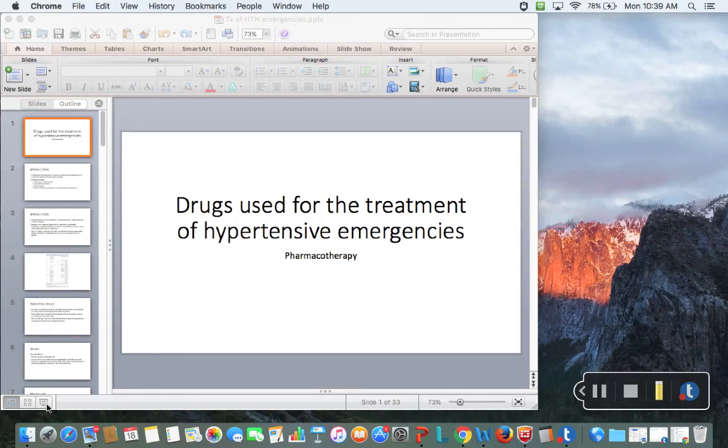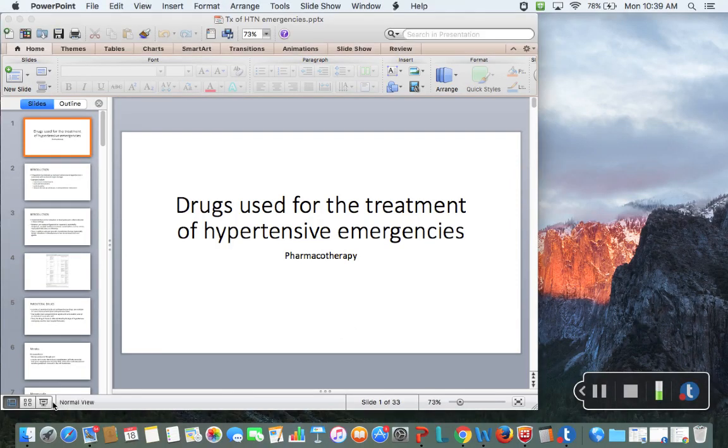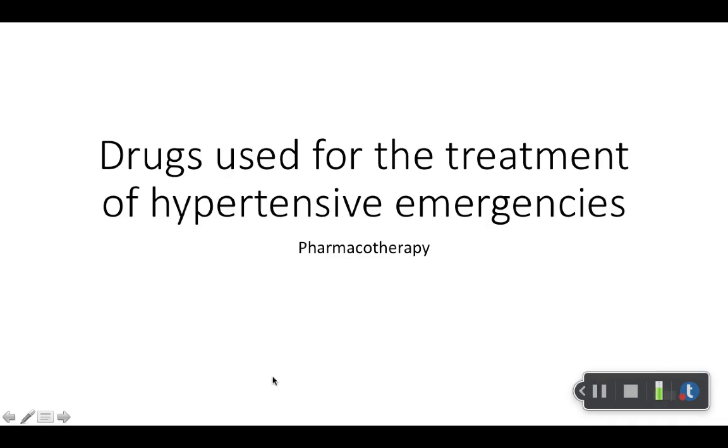Hello everyone, another smaller presentation, and this is going to be the choosing of an initial antihypertensive medication. It's just a pharmacotherapy lecture. This is kind of an addendum to my main antihypertensive lecture. So a lot of this will be drugs you've already seen and kind of repetitive.